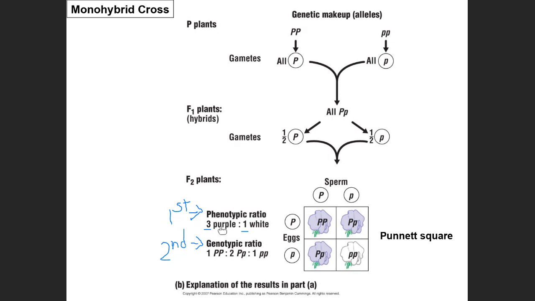For the phenotypic ratios, there's only 2 phenotypes, purple and white. Purple is dominant, and we get a 3 to 1 for the F2 generation. However, for the genotype, there are 3 different genotypes that form the genotypic ratio, a 1 to 2 to 1: 1 homozygous dominant, 2 heterozygous dominant, and 1 homozygous recessive. So it's more complex here.